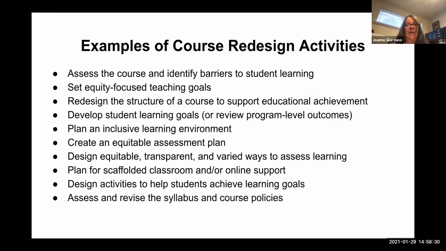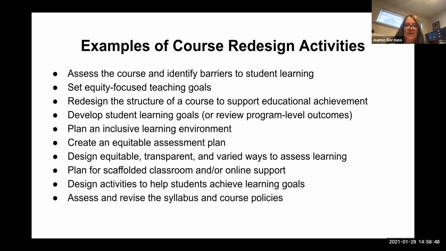And then another area, and this is the easiest thing to do, and it's the first thing you can do too, is assess and revise your syllabus and course policies. You can do a course policy audit. You can go through your class and look at all of your course policies and identify whether there are particular barriers for students. And we have some examples of that in a minute that you can take a look at.